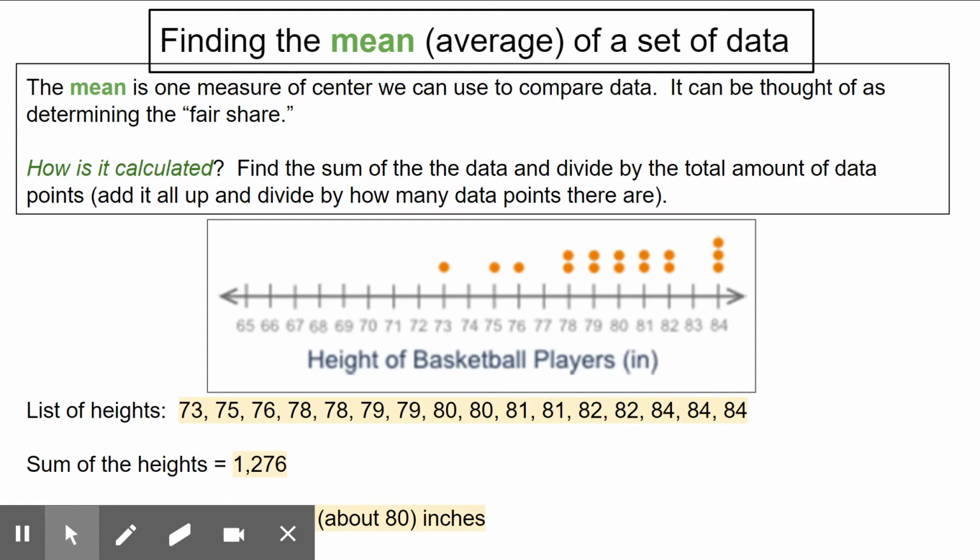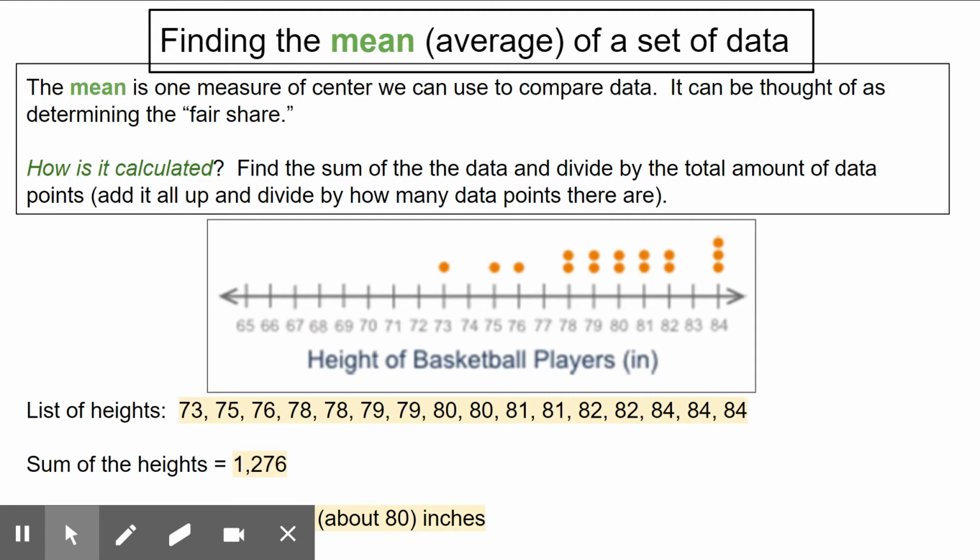So how is it calculated? We find the sum of the data and divide by the total amount of data points. So basically, add it all up and divide by how many data points there are. Let's take a look at this dot plot of the height of some basketball players in inches. We can see that on a dot plot, there are dots marked as data points.